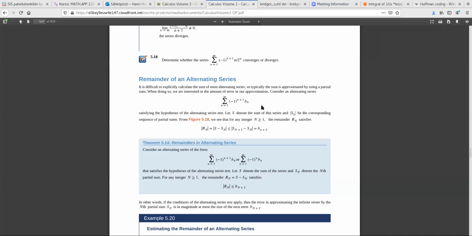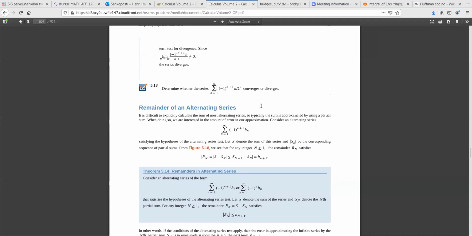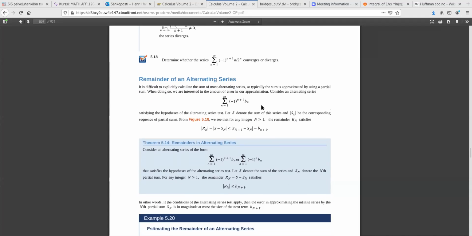So, whether this converges or diverges is fairly simple. I mean, n over 2 to the n obviously goes towards 0. This is an alternating series, and so it's going to be convergent.